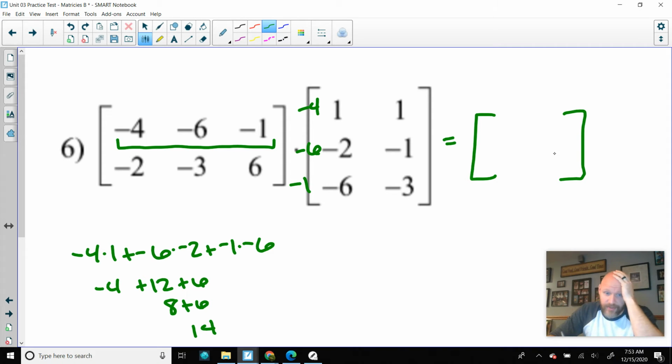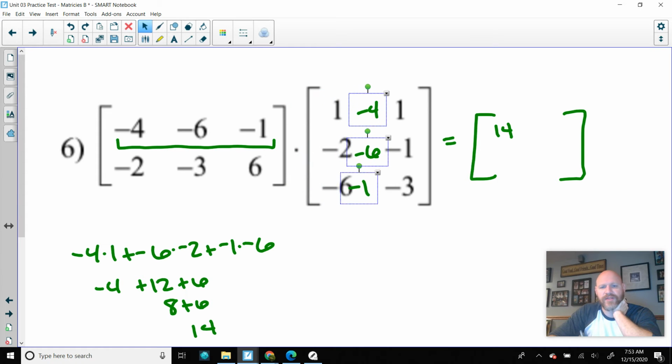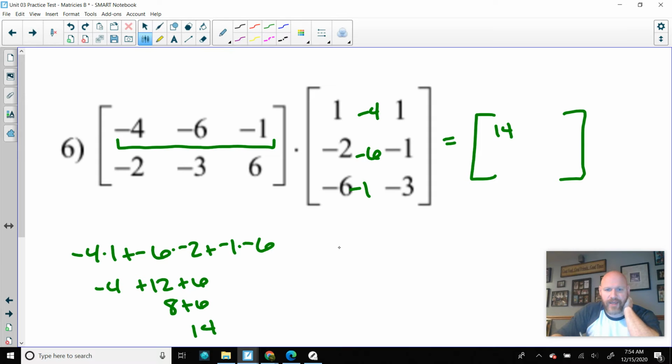I did the first row times the first column, and I got the number 14. We'll scoot these numbers over. We're going to multiply these and then add them so that this time I'm going to get a negative 4, a positive 6, and a positive 3. I add that together, and that's going to give me the number 5. And that'll be in this corner right here.